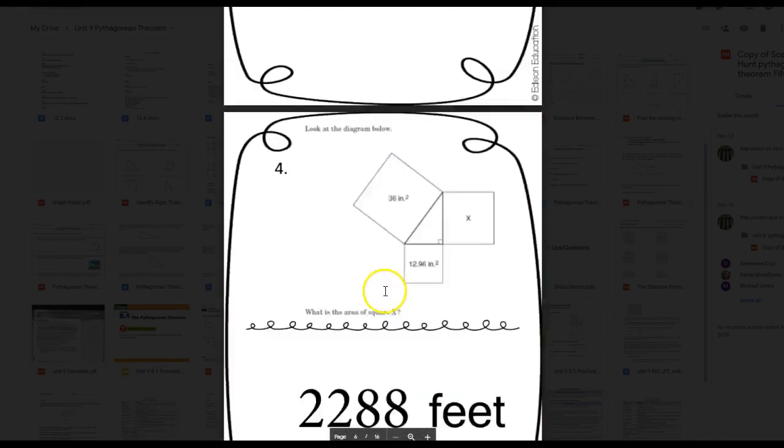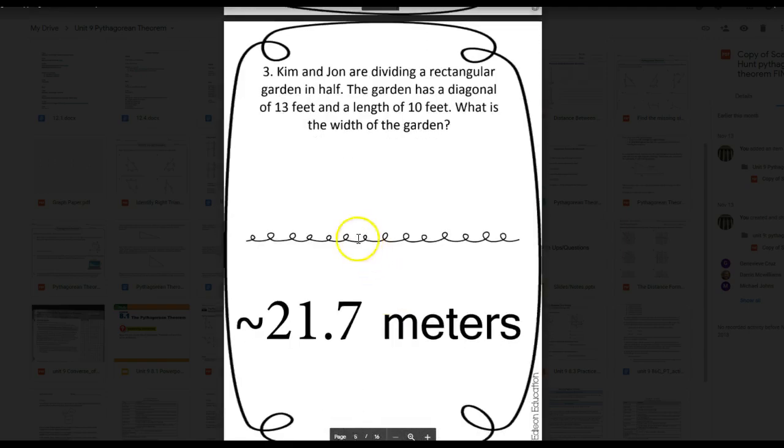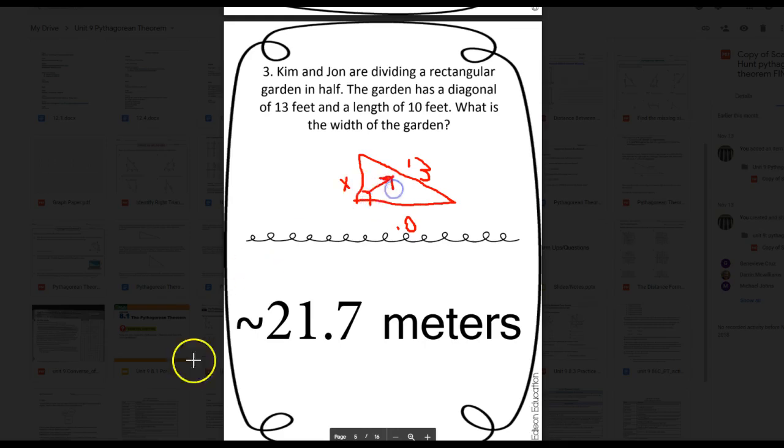Number 3. Kim and John are dividing a rectangular garden in half. The garden has a diagonal of 13 feet and a length of 10 feet. So the diagonal is 13 and the length is 10. What is the width of the garden? So this is what you were finding. You're finding one of the legs because you have the hypotenuse.